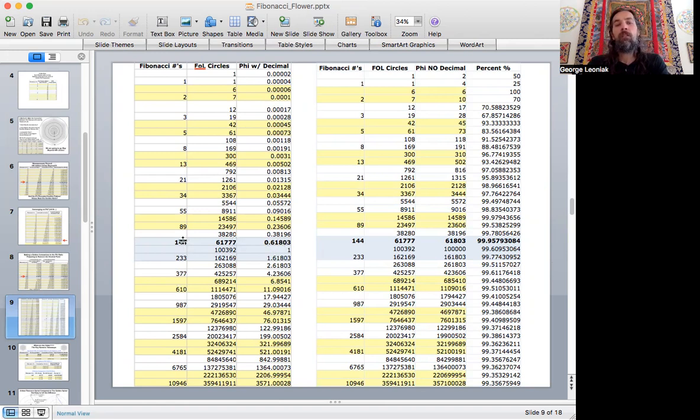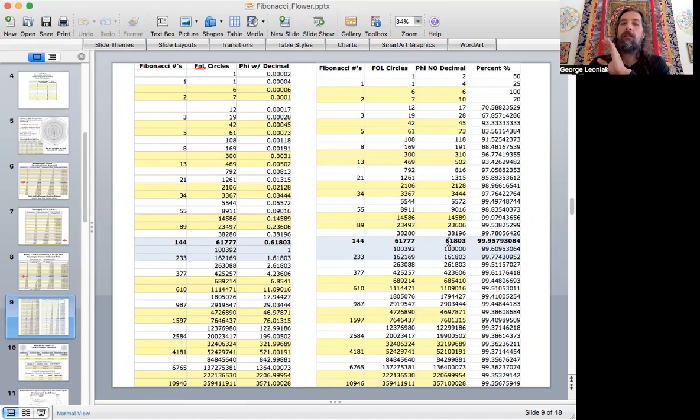So let's do 144 to 233. And this here is showing the FOL, flower of life circles, right? Those are 6177. Here's phi with the decimal point, right? 0.618. And now if we jump over to this one, now this is with no decimal. This is with the decimal. So this is what I did. I removed the decimal point. So it's 61803, right? So we removed the decimal point.